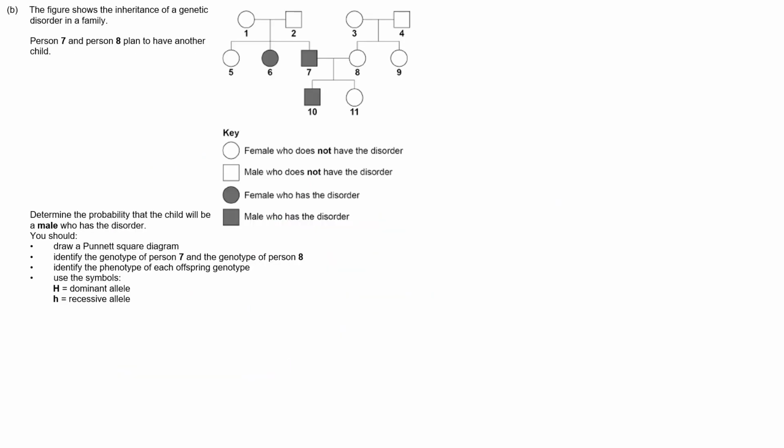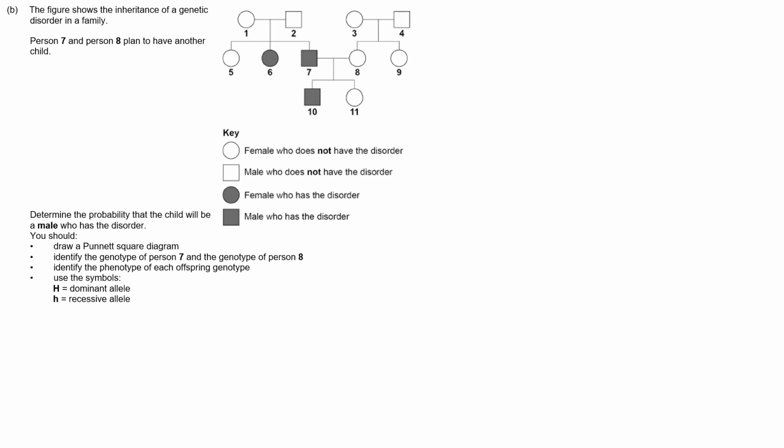So this was quite a complicated question with many steps to go through, but the setup. The figures show the inheritance of a genetic disorder in a family. Person 7 and person 8 plan to have another child. And we've got a key there to show male, female, has the disorder, doesn't have the disorder. Determine the probability that the child will be a male who has the disorder. You should draw a Punnett square diagram, identify the genotypes of person 7 and the genotype of person 8, identify the phenotypes of each offspring, and use the genetic symbol. So H equals dominant allele, capital H there for dominant, and lowercase h for recessive.